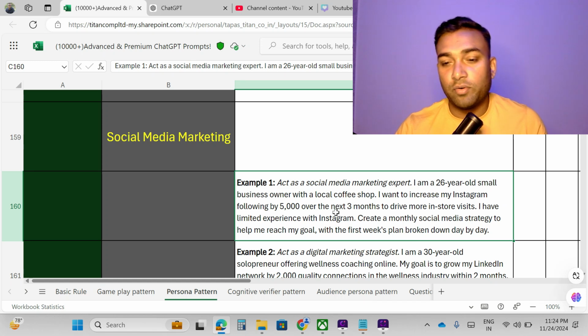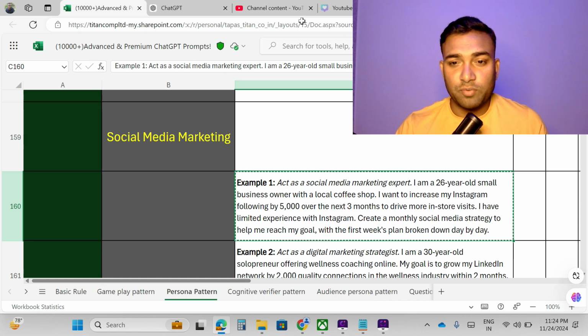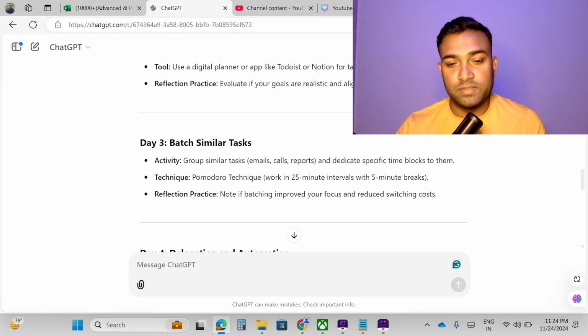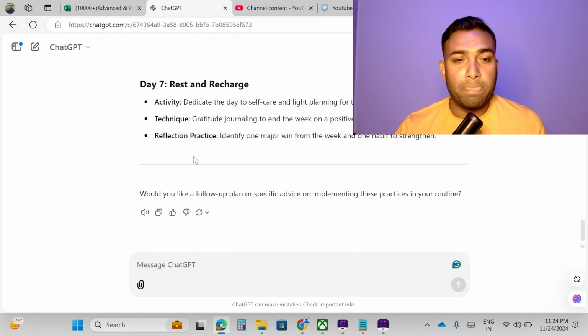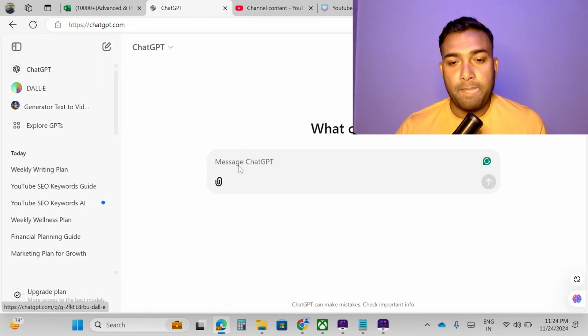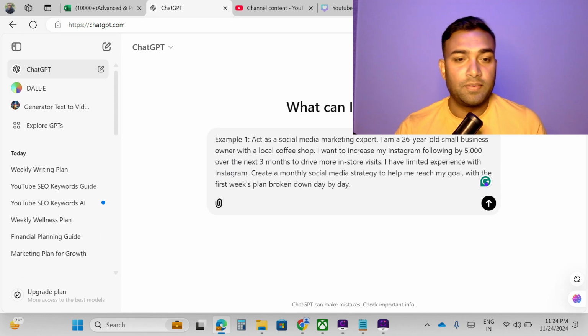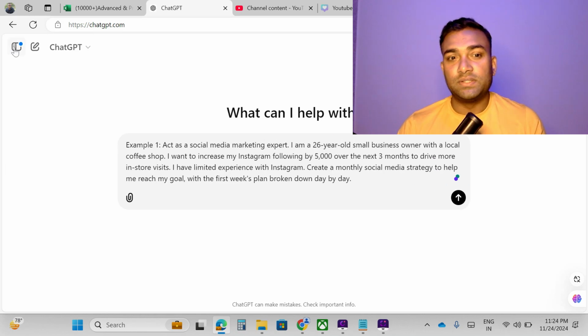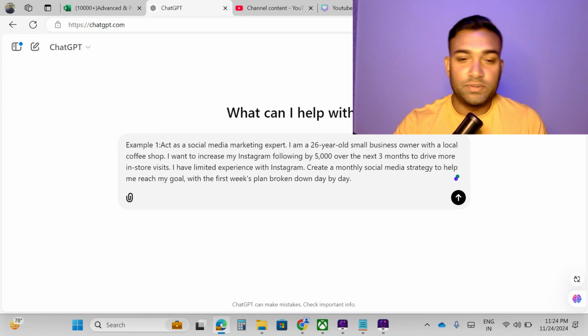Now ChatGPT will provide me a response. It will be a professional response. So let me refresh it. If you don't know, this is the interface of ChatGPT. You can go there and write or paste your prompt.